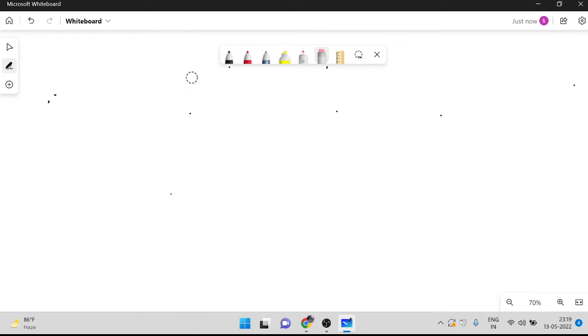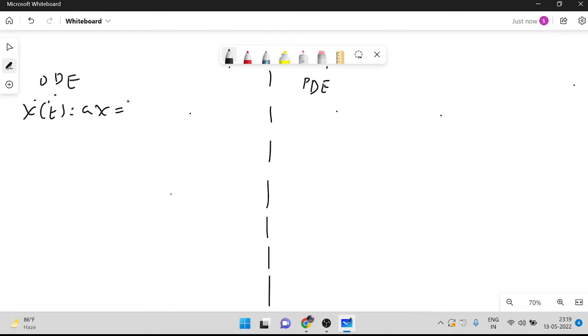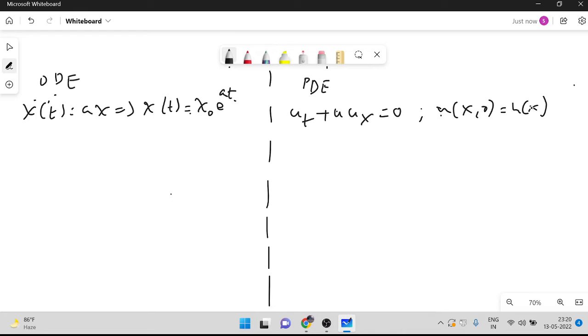So I've compared ODEs to PDEs. You have an ODE, you have a PDE. Say x dot of t is equal to a x implies x of t is equal to x0 times e power at. This is one of your solutions. Say you have Burger's equation u t plus u x equals 0, where u of x comma 0 is equal to h of x. I hope every one of you might have studied how to solve PDEs, the method of characteristic equations. You are usually taught this in your BTech first year, but then we forget things, so we have to revise things again. So I'm revising again.